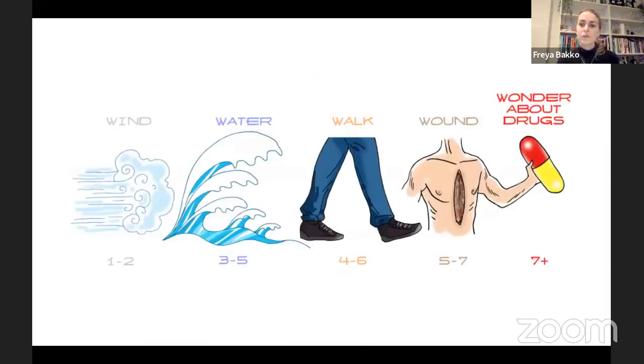The 5 W's of post-operative fevers are also quite useful. The first one is wind, and this is respiratory sources of infection, 1 to 2 days after surgery. Water will be 3 to 5 days, so this will classically be UTIs. Walk, so this will be VTE, 4 to 6 days after surgery. Wound, 5 to 7 days, so this includes abscesses and collections. And then wonder about drugs, which is any time post-operatively, so that will be anesthesia or antibiotics.